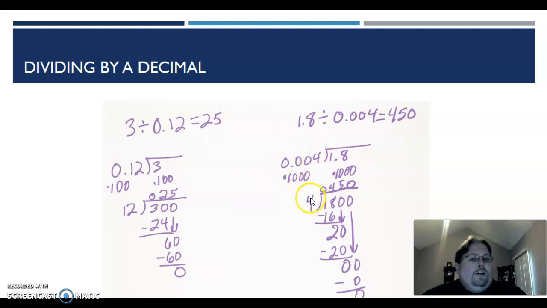So if I do that, I'm going to get 4. Whatever I do to the outside, I have to do to the inside. So 1.8 or 1 8/10 times 1,000 will give me 1,800. I follow my division, and I end up with 450. Make sure your divisor is always a whole number, so you're going to have to multiply to make that divisor a whole number.